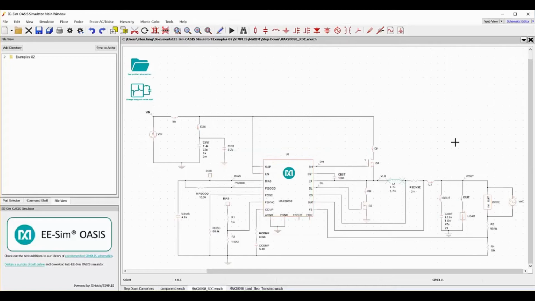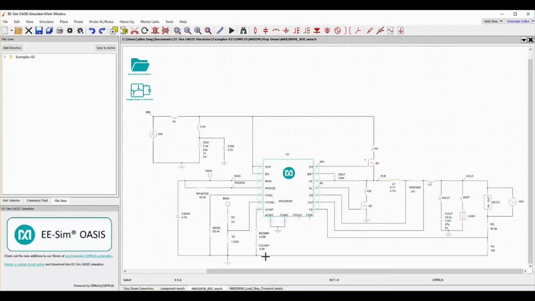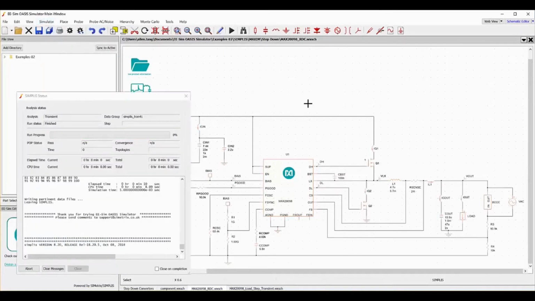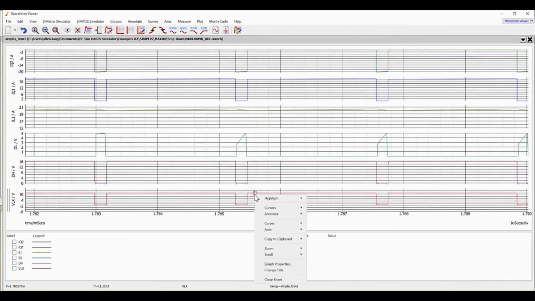Now we need to set the parameters for our ICU1. Change the switching frequency to 400 kHz, and change our ROSC to 60.5 kilo ohms. Let's hit simulator and run simulation. The duty cycle in this case should be 10 volts over 12 volts, or 83.3%.